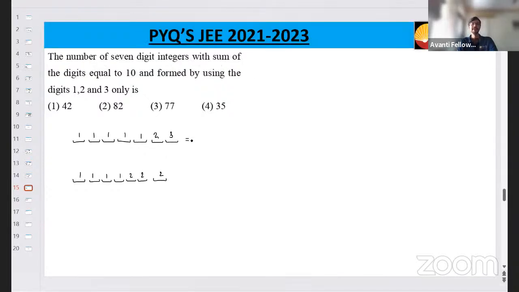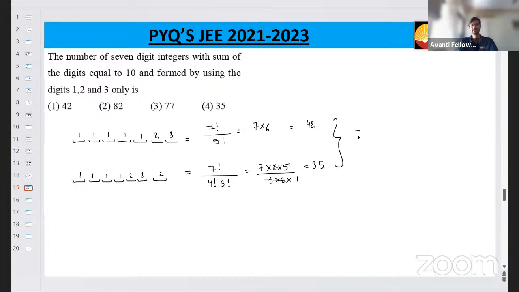So here we have 7 factorial upon 5 factorial. Here we have 7 factorial upon 4 factorial, 3 factorial. 7 factorial upon 5 factorial is 7 into 6. And this is 7 into 6 into 5 upon 4 factorial, so it will cancel, and 3 into 2 into 1. So 3 2s are 6. 7 6s are 42. 7 5s are 35. So if we add them, I think we'll get 77. So this is our answer, which is option number 3.